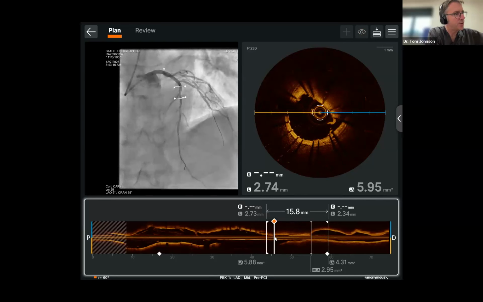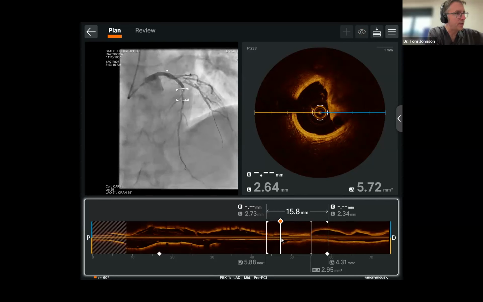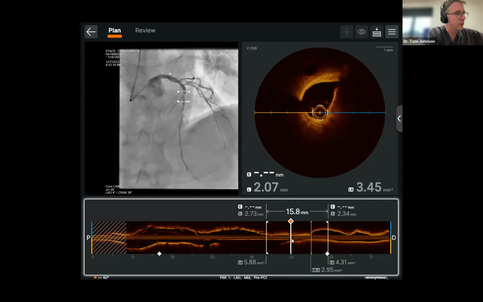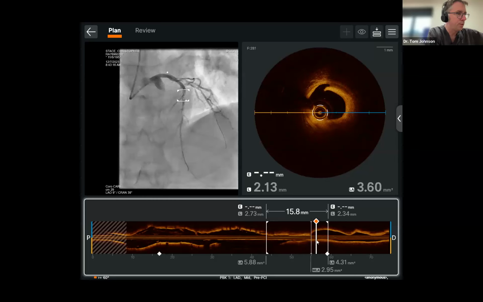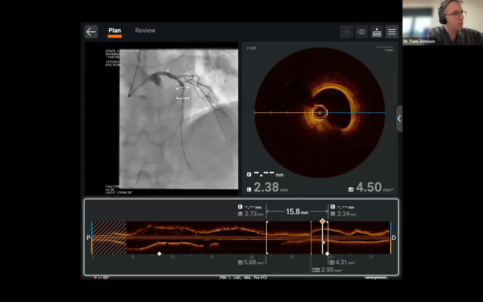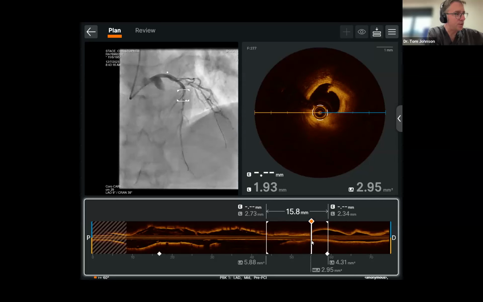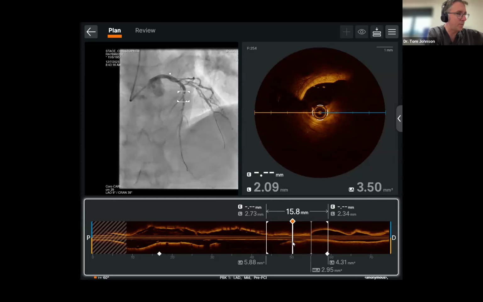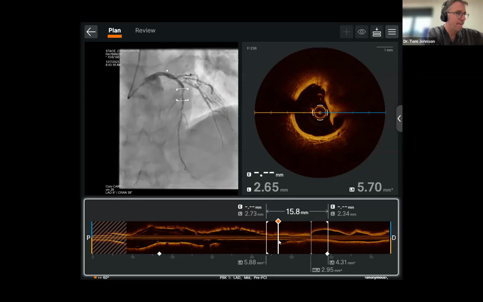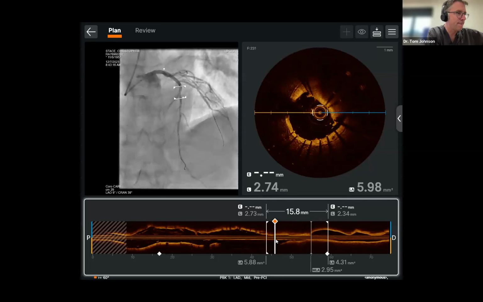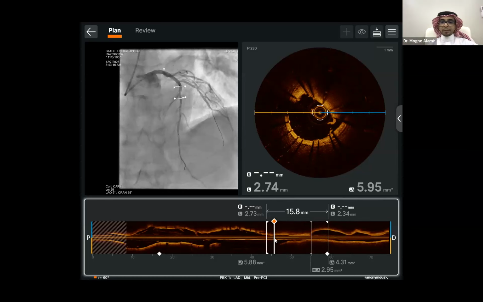So what do people think about this? Does anyone want to talk through what they're seeing here? Extending from what Mervat presented to us a little bit earlier on. So what would you think of this dissection? Is this a dissection that needs treatment, or is this a dissection that you're going to be happy to leave behind? Anyone want to say? You can either open the mic or you can write in the chat.